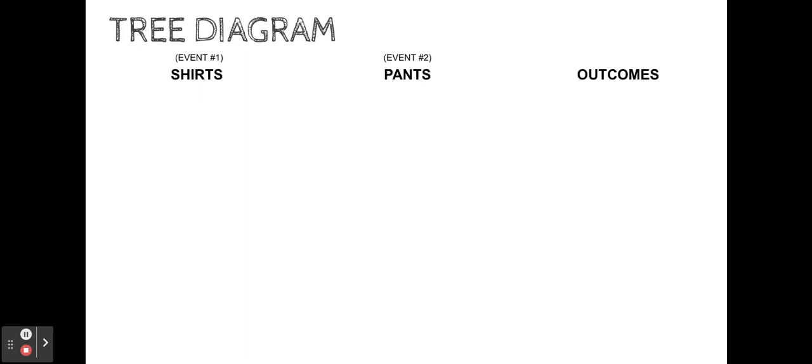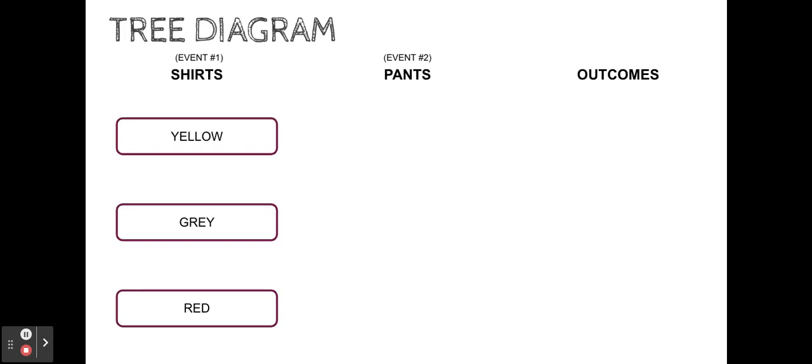So to set up our tree diagram, first we put a heading for event number one, in this case, the shirts. Then we put a heading for event number two, in this case, the pants. And finally, we put a heading where we will put our possible outcome combinations. Next, we have to list all of the different shirts that we have. As you'll recall, we have yellow, gray, and red.